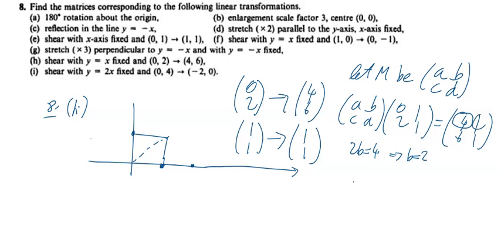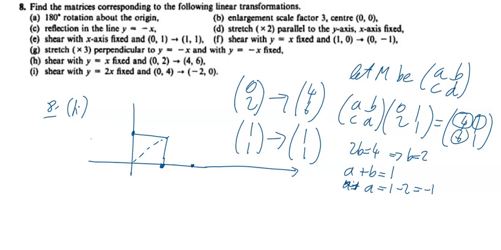My 1 here is in my first row, second column. So that's my first row times my second column. So that's A plus B is equal to 1. So that's A is equal to 1 minus B, and B is 2. So A is equal to minus 1. So already we've got your A and your B.